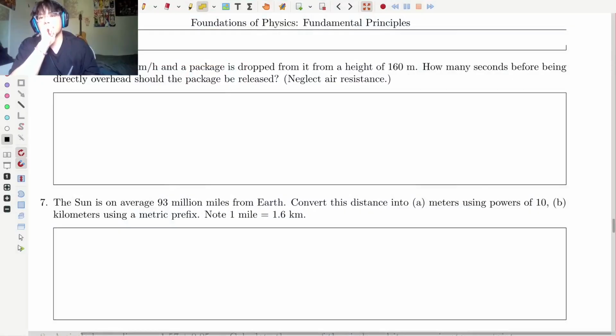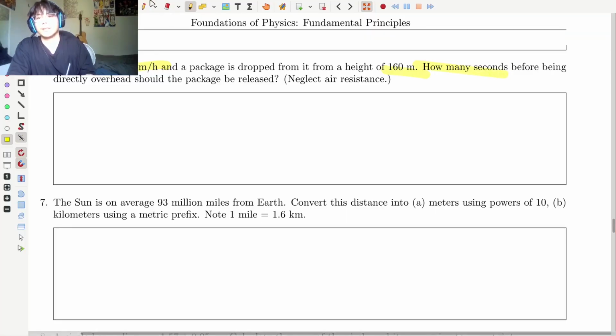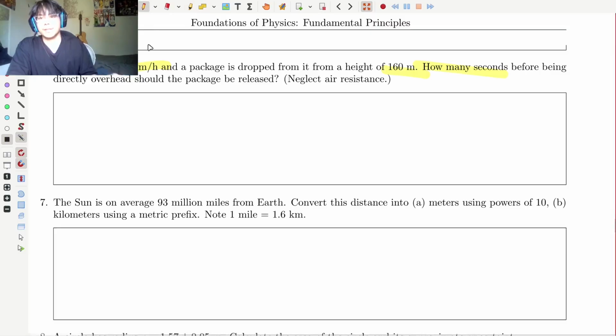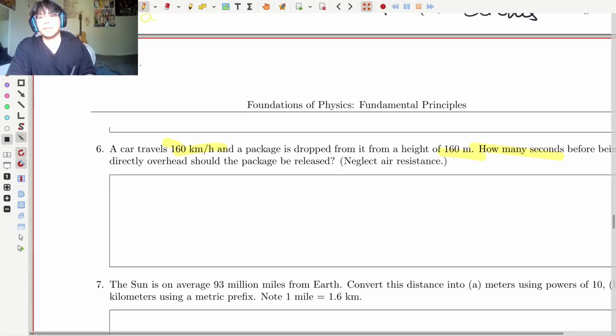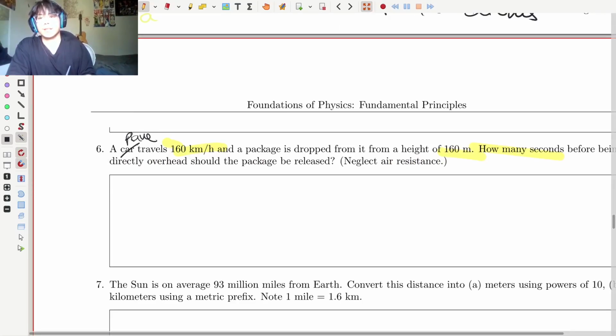Okay. A car travels at 160 kilometers per hour. Dropped at this height. How many seconds before being directly overhead should the package be released? So the scenario that we're dealing with is, so this should be a plane, just because it's easier to see. So we've got a plane here, and this is going to be flying with a speed of 160 kilometers per hour.